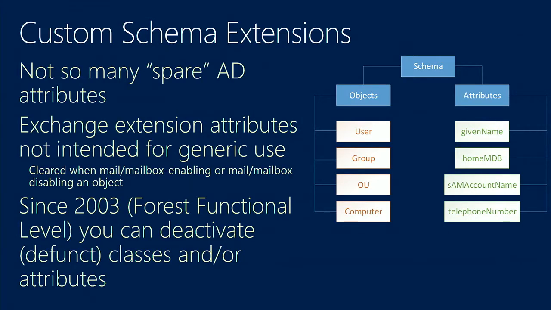A lot of organizations tend to use the Exchange extension attributes, extension attribute 1 to 15, and I think that was changed to 1 to 30 or 1 to 50 in a more recent version of Exchange. A lot of people use those as generic attributes for all sorts of things. Just be wary of doing that, in that they are attributes that are intended for Exchange. If you mail or mailbox enable a user, or mail or mailbox disable a user, or any object, basically the values in those attributes get blown away. So it's something that I wouldn't necessarily recommend.